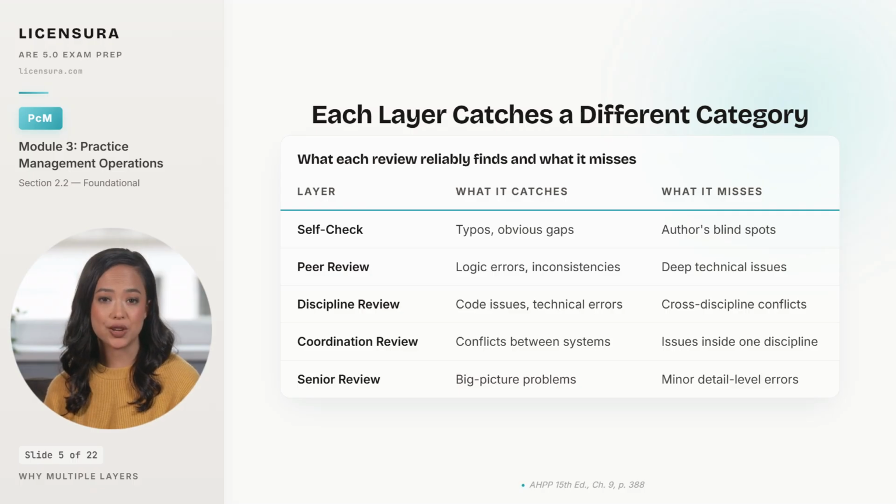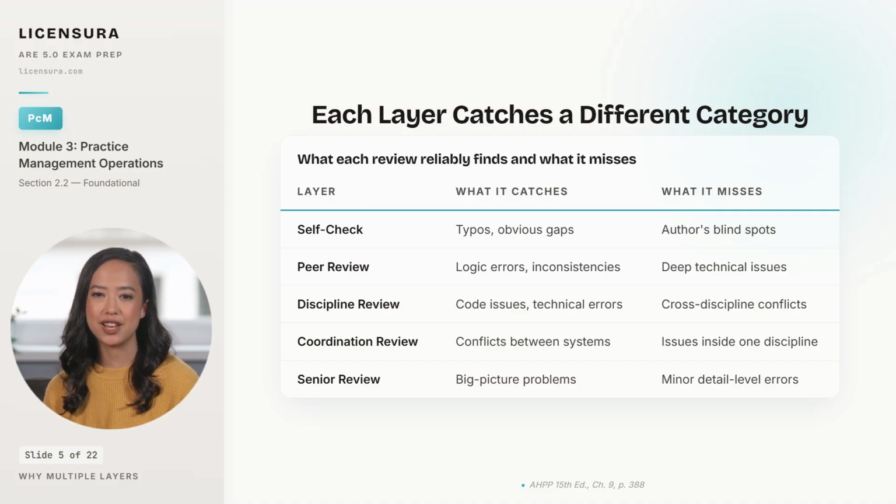Self-check catches typos and obvious gaps, but misses the author's blind spots. The assumptions baked in so deep the author cannot see them. Peer review catches logic errors and inconsistencies a fresh reader spots immediately, but misses deep technical issues the peer is not expert in. Discipline review catches code violations and technical errors the subject matter expert recognizes instantly, but misses cross-discipline conflicts where two correctly executed disciplines collide at the seam.